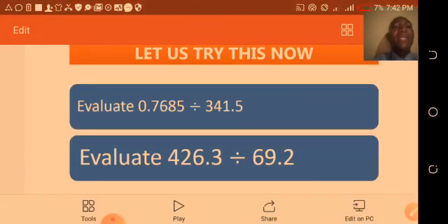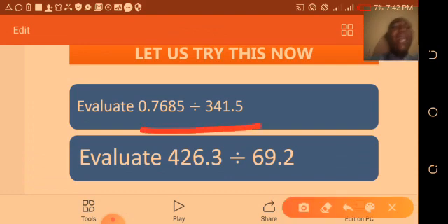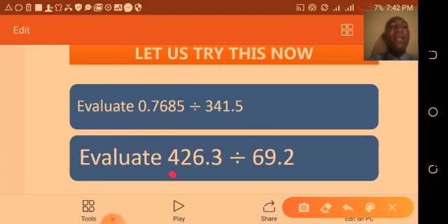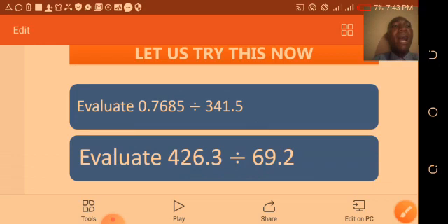So let us try this now. I want you to try this for me, drop your answer and send it to my mail, Adewale Kayode 84 at gmail.com. The first one is 0.7685 to be divided by 341.5. You will try the second one too for me, which is 426.3 to be divided by 69.2. So you are going to try the two and send them to my mail.